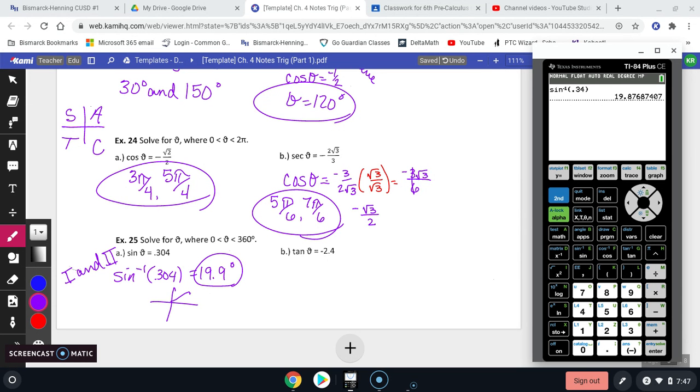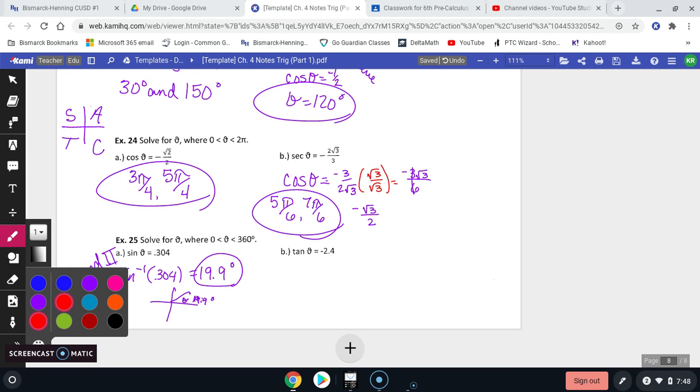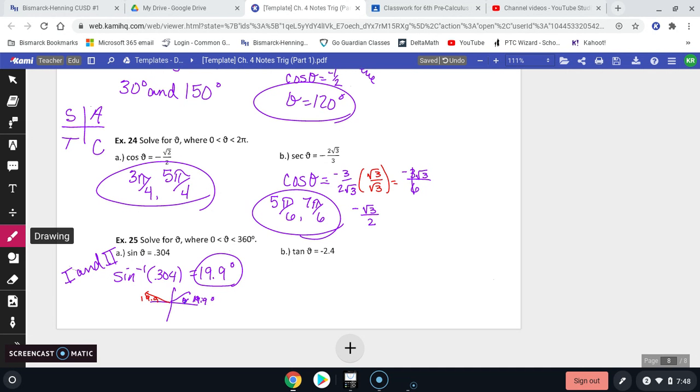So first quadrant, my theta, that's my 19.9 degrees. So I want a reference angle of 19.9 degrees, and I want it in the second quadrant. So that's a reference angle of 19.9. So I'd figure out what this angle is. Well, it's going to be 180 minus 19.9 degrees. So that looks like a 160.1 degree angle. Okay, so there's my 2 angle measures, my 19.9 and then also my 160.1.